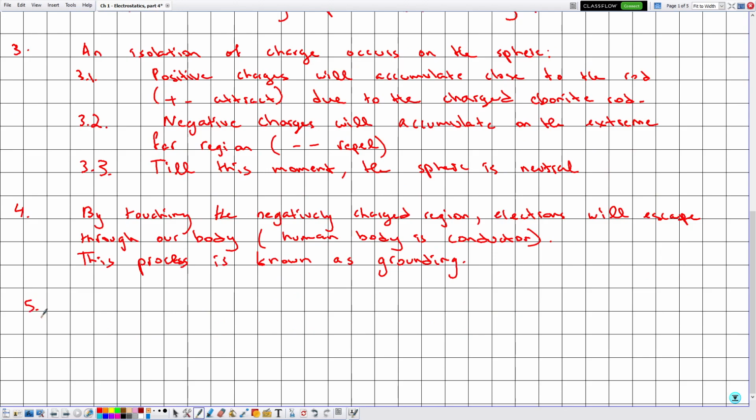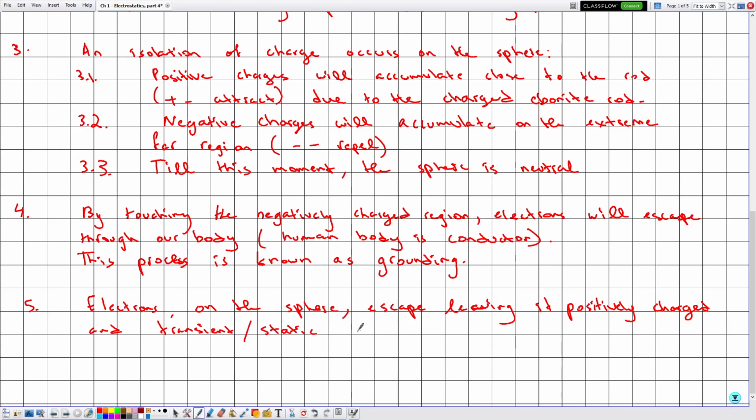Now number 5. By that, electrons on the sphere escape through our body, leaving it, and here it refers to the sphere, positively charged, and the transient/static state, similar to section 7.2, will occur.